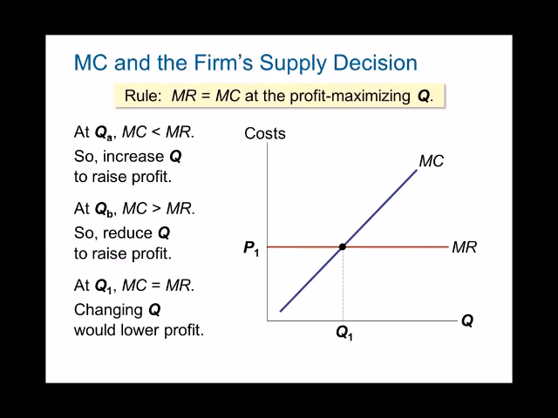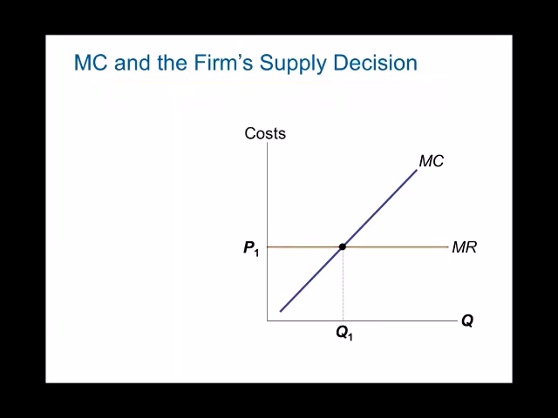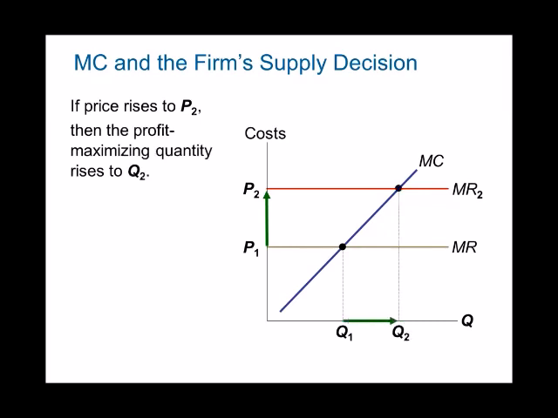So this is true not only for a perfectly competitive firm, but for most firms operating. If you want to maximize your profit, you have to produce at a point where MR equals MC. Supposing price rises to P2, what happens? Supposing there's an increase in demand, so there are more buyers in the market and they want to buy more, so price rises to P2. Now the profit maximizing quantity rises to Q2.